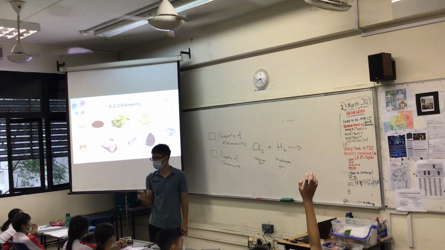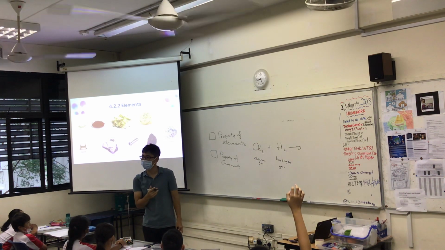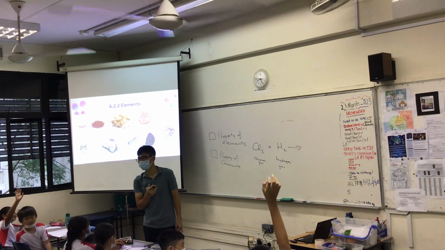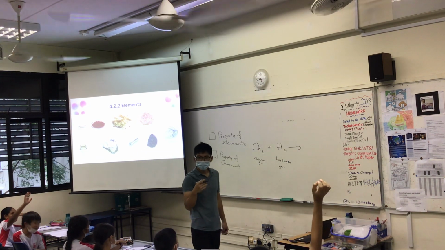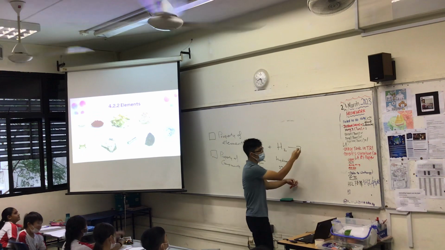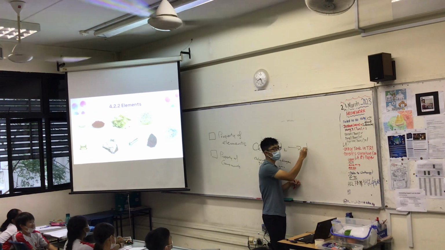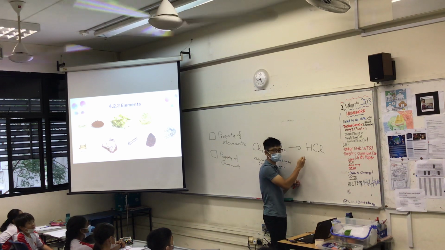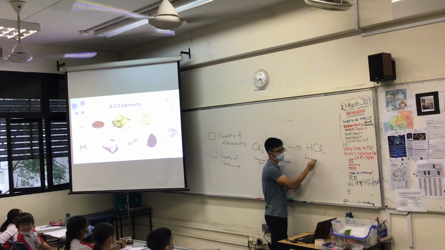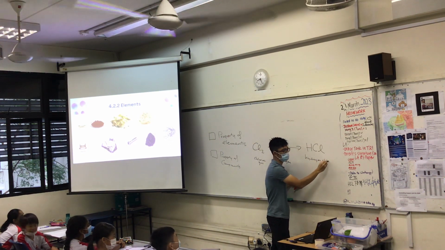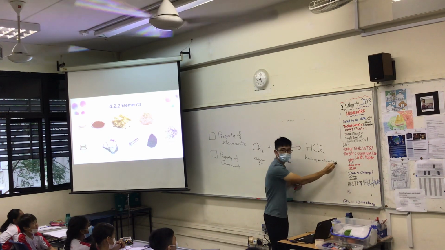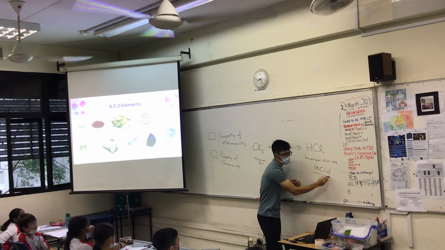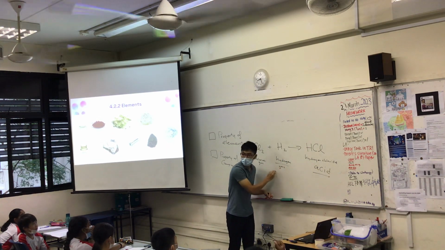Samuel, what do you think is the name of the compound? No, it's not called drug. Hydrogen chloride. Okay, sorry, Xavier. This is the chemical symbol of it, and this is the name of it: hydrogen chloride, hydrochloric acid. You know what this is? This is an acid, and it is in the air.